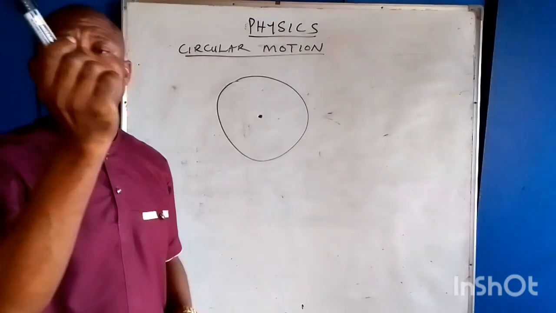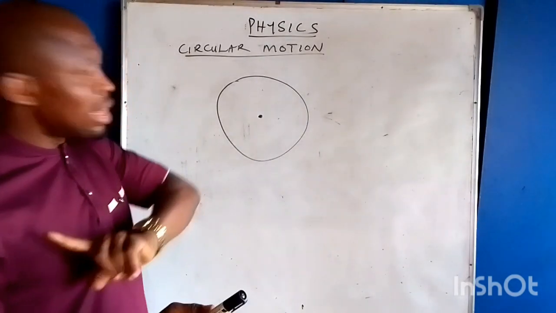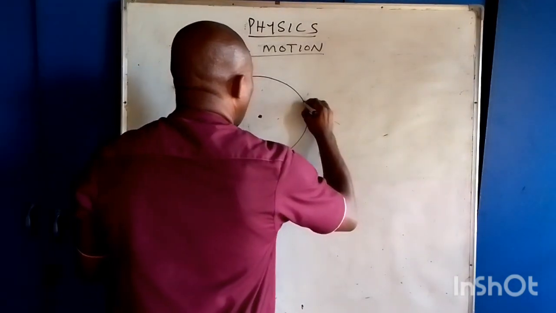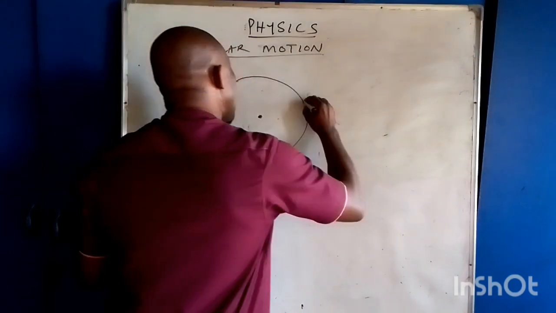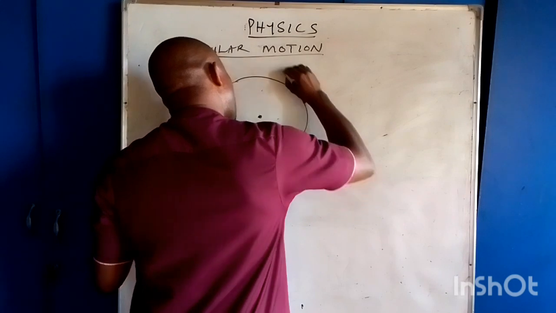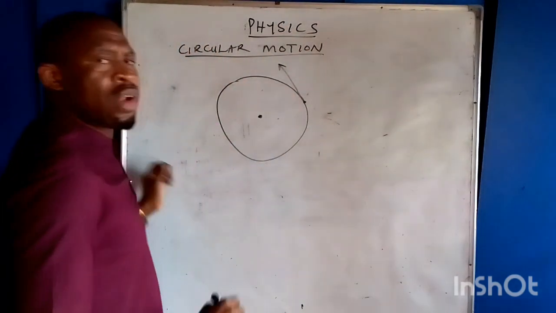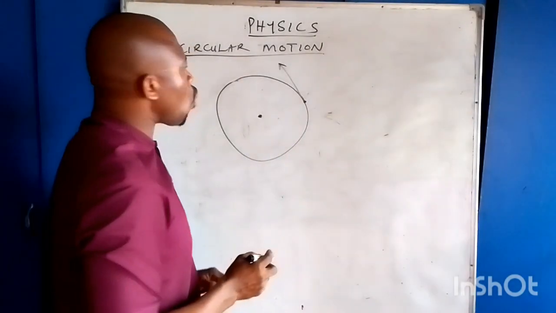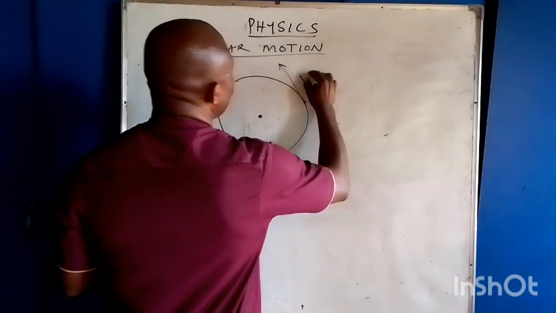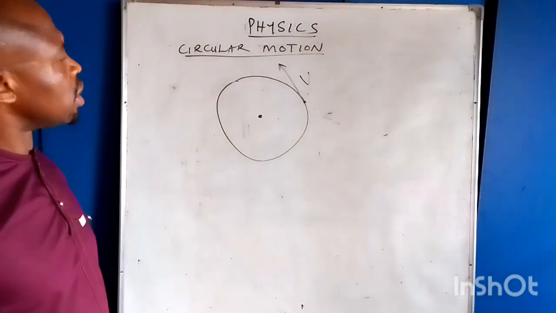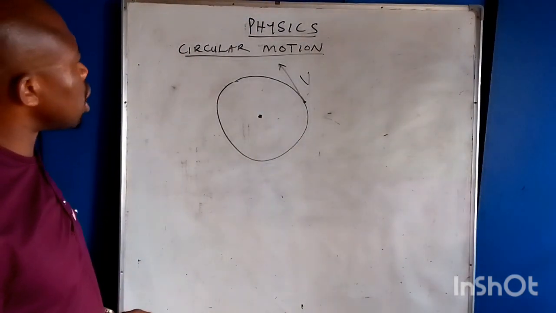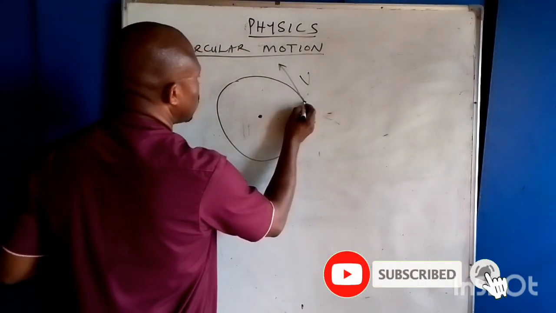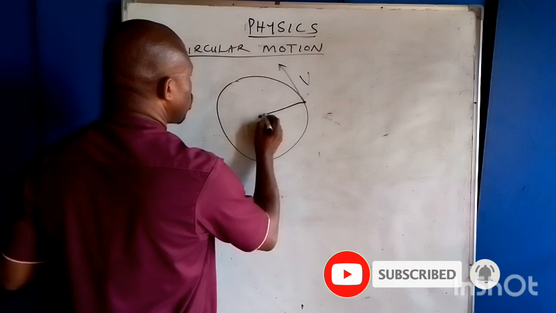Now, if the string cuts, that stone will have to move off. Assuming this is the point where the stone cuts, now it is moving. That stone will now move in this direction. If it moves in this direction, let's say anti-clockwise, it will move with a certain speed. Now, if it moves with a speed v, the next thing we'll take is the acceleration.